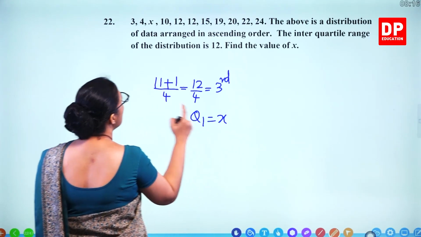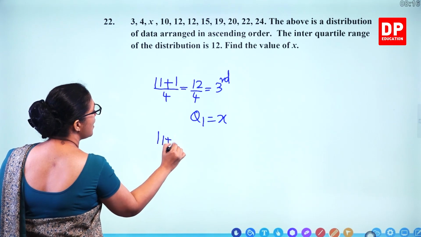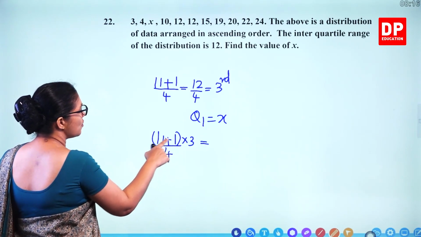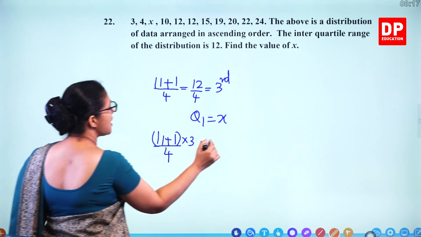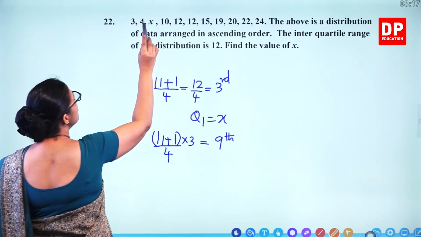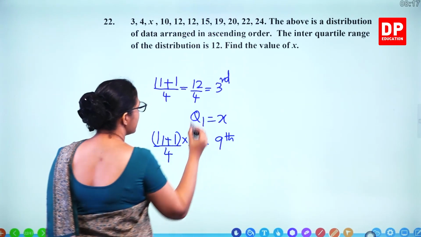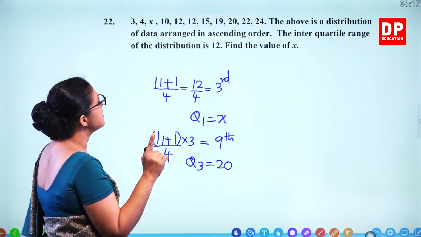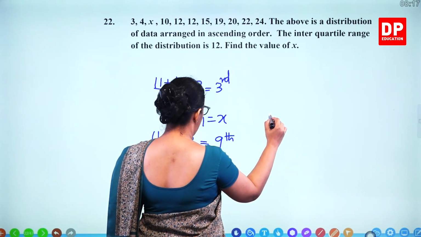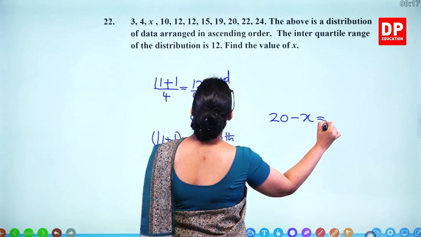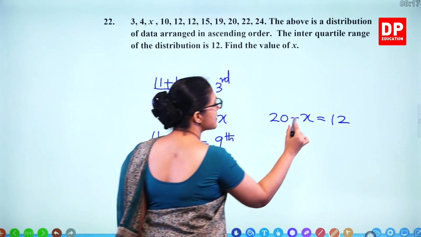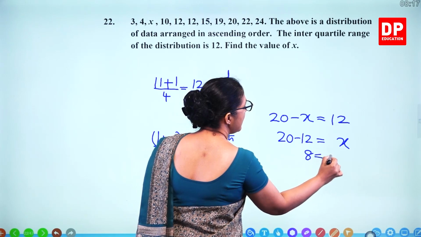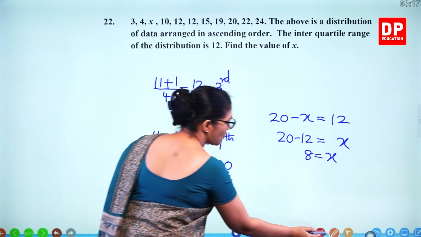Q1 is x. Q3, 11 plus 1 divide by 4, multiply by 3. 3/4 of the data. That's 3 times 3, the 9th one. 1, 2, 3, 4, 5, 6, 7, 8, 9. Q3 is 20. But we know the interquartile range is 12. So Q3 minus Q1 is equal to 12. So what is x? You can find x is 20 minus 12. That's 8. So 2 marks for that.